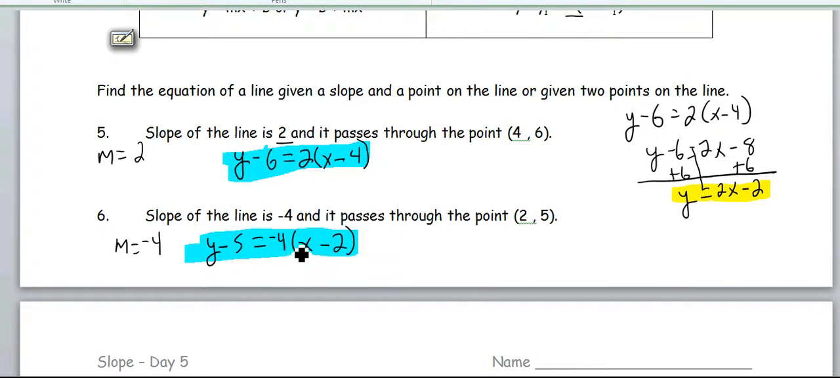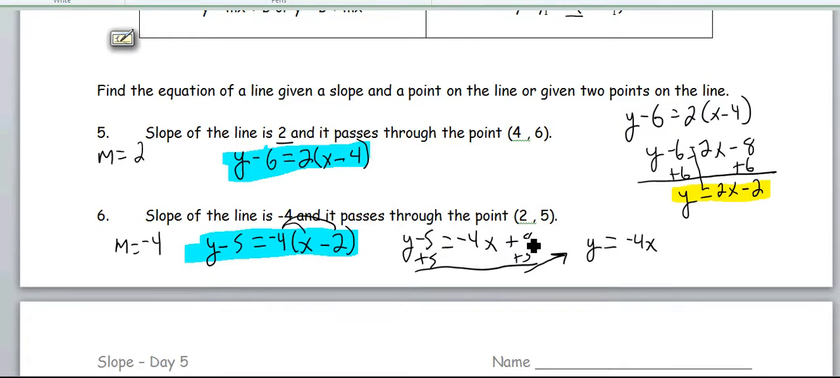Now I can solve this. If I do negative 4 times x and negative 4 times negative 2, I end up with y minus 5 equals negative 4x plus 8. I get the plus 8 because negative 4 times negative 2 gives me positive 8. Then, since this is minus 5, I would add 5 to both sides. And I would get y equals negative 4x, and then 8 plus 5 is positive 13.